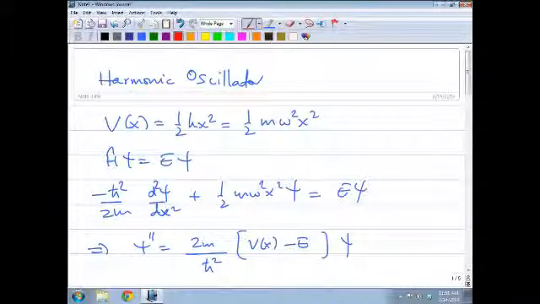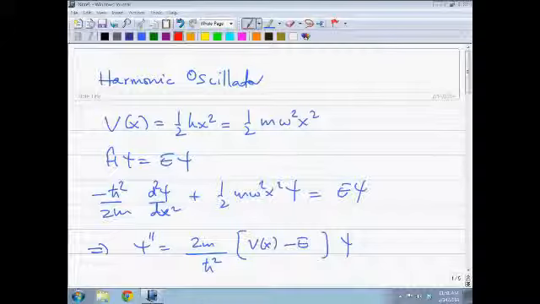So our topic today is the harmonic oscillator. In classical mechanics, this is defined by the potential V of x equals 1/2 kx squared, which can also be written as 1/2 m omega squared x squared, where omega is then the natural frequency of the harmonic oscillator.